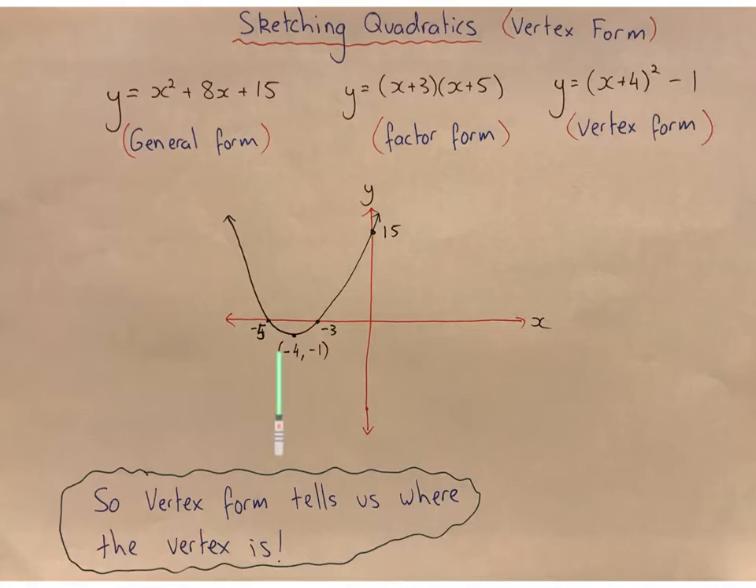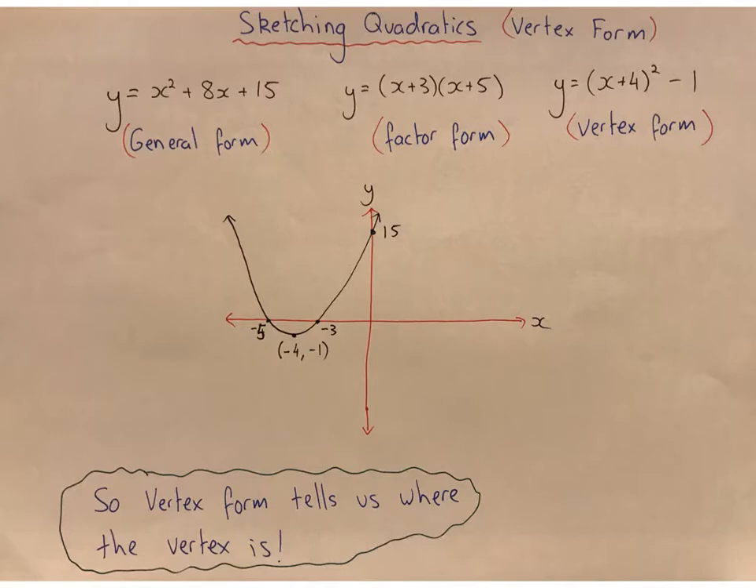Next, I see my turning point, which is occurring halfway between my x-intercepts at minus 4. Then if I sub in minus 4, I will get minus 4 plus 3 times minus 4 plus 5, which gives me minus 1 times 1, which is minus 1.